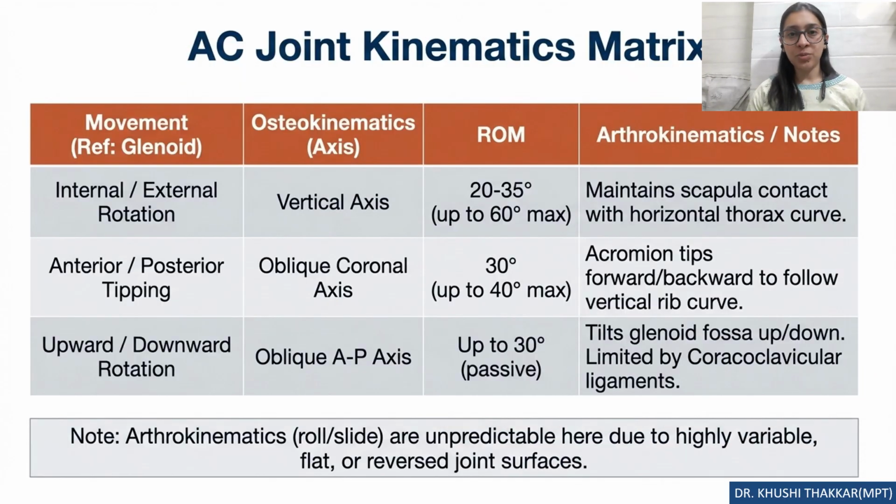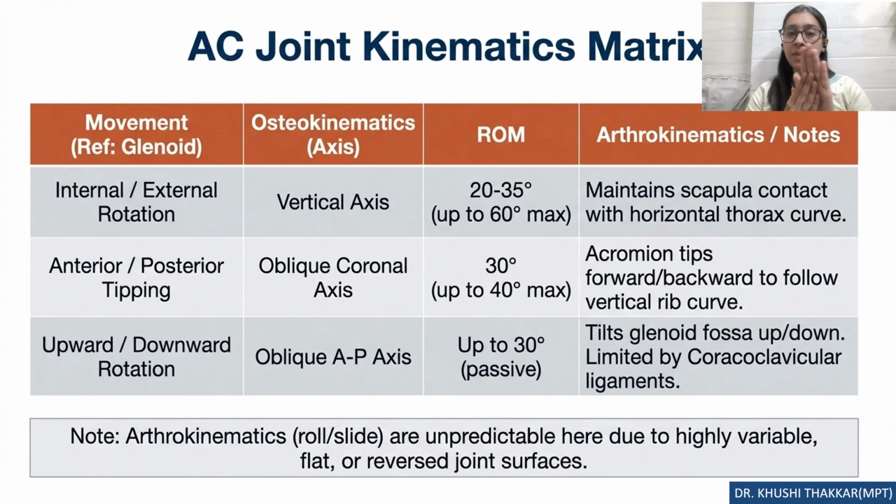Moving on to the acromioclavicular joint kinematics. So we'll include the movements of internal and external rotation. These movements happen across the vertical axis in the horizontal plane. The range of motion is 20 to 35 degrees and is maximum up to 60 degrees. The arthrokinematics maintains the scapular contact with the horizontal thorax curve.